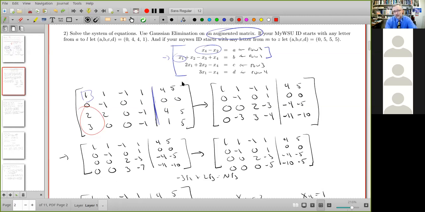For me, I took row three and I added a negative two row one to make a new row three. I took row four and I took a negative three row one to make a new row four. And that created those two rows.